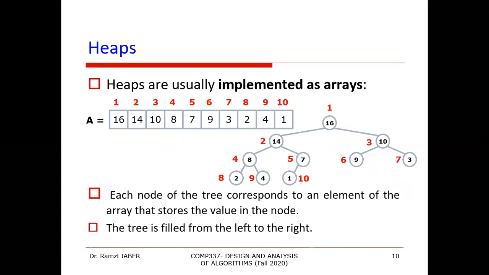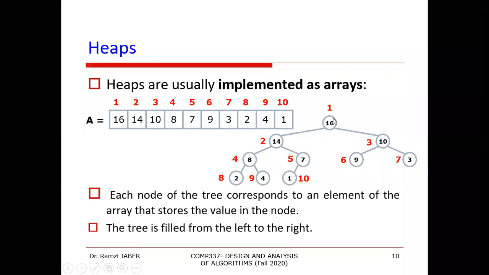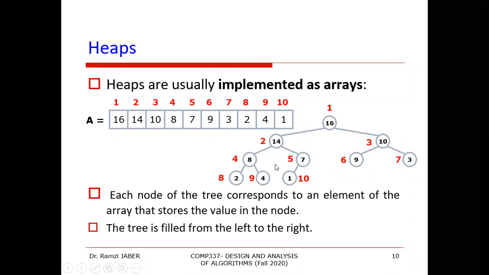So heaps are usually implemented as an array. Okay, and this array A has index from 1 to 10, or from 0 to 9. Okay, from 1 to 10: 16, 14, 10, 8, 7, 9, whatever. How do we distribute them? Each node of the tree corresponds to an element of the array that stores the value in the node. The tree is filled from left to the right. Focus on this, from left to the right.